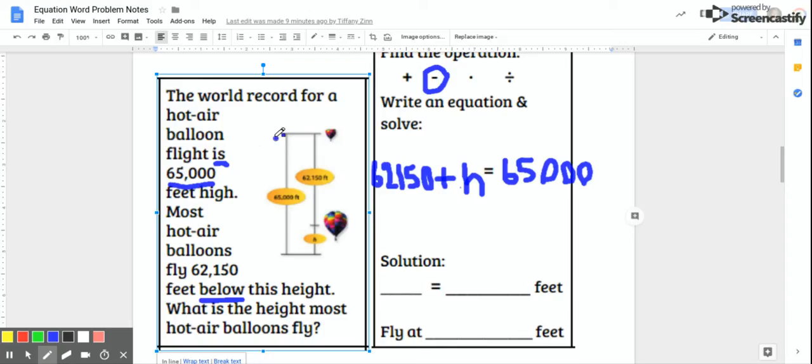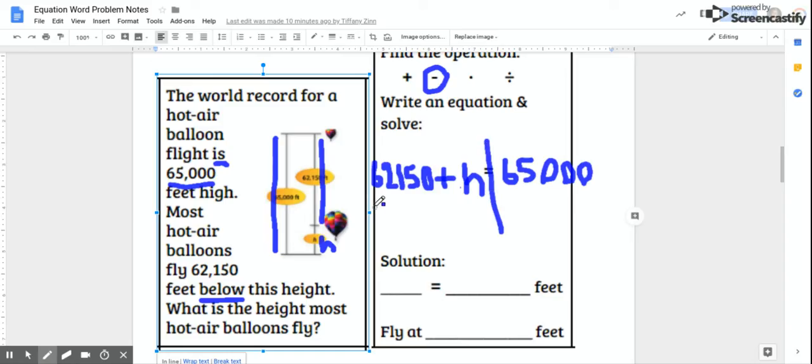If you look at this little picture that they've drawn, it tells you that the whole distance from the highest world record air balloon to the ground is 65,000. And then it tells you that 62,150 is the difference. So we know that this amount, which is the 62,150, plus this has to equal this big piece, which is how I got my equation. So to solve this, you would subtract the 62,150, and I'm not even going to try to write that out because, again, it would take forever. And then you have to subtract it over here as well.